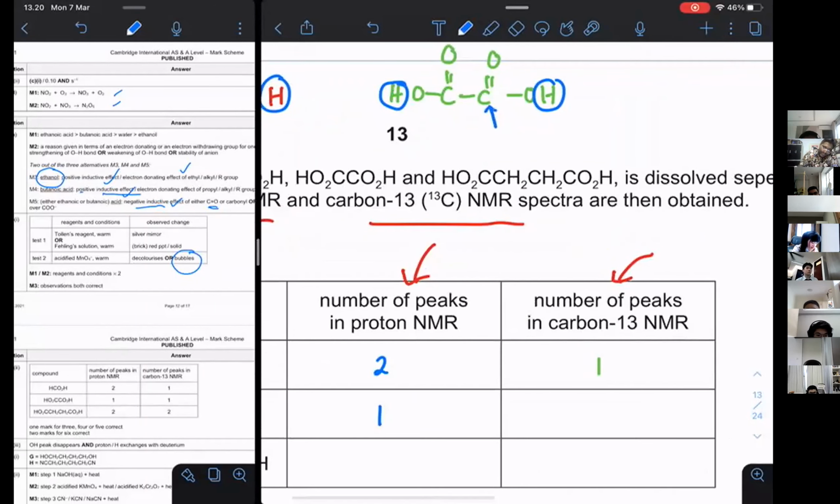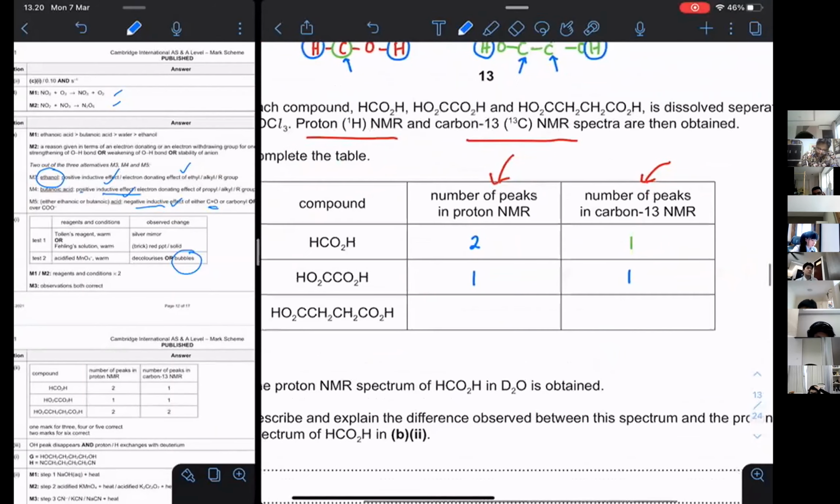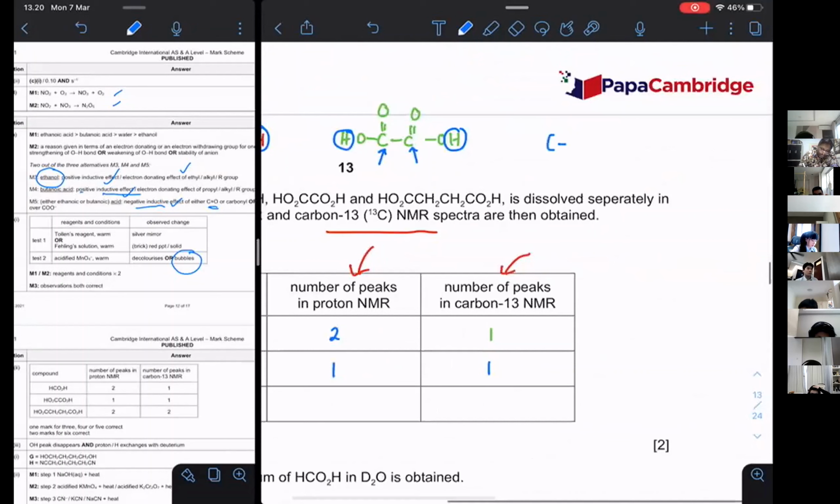You see, this environment is attached to C double bond O and then OH. Yeah, it's the same as this environment. They are the same, so still one. Okay, and lastly, the 4-carbon one: 1, 2, 3, 4, HOOC-CH2-CH2-COOH.